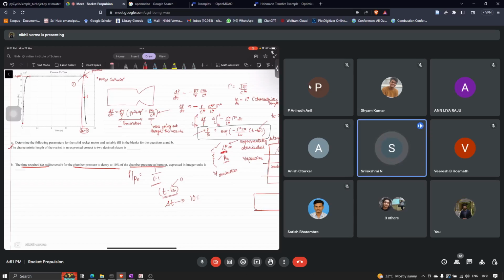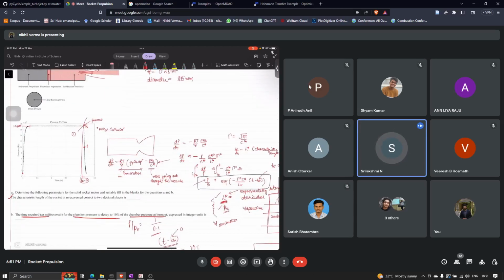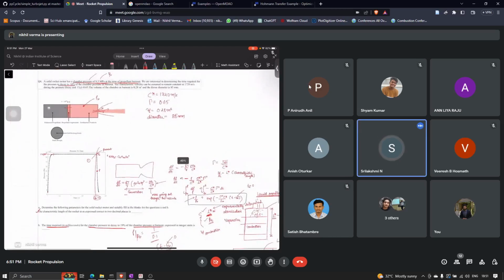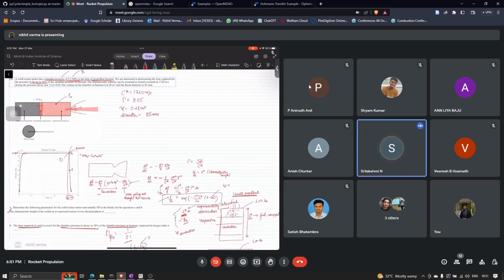So the P value is 10% of whatever is given as chamber pressure, right? It is 8.5, so that will be 0.85. So P is 0.85 and we'll be calculating T using this equation. If you guys can try to do this, I'll give you 5 minutes, and after that we'll discuss this.